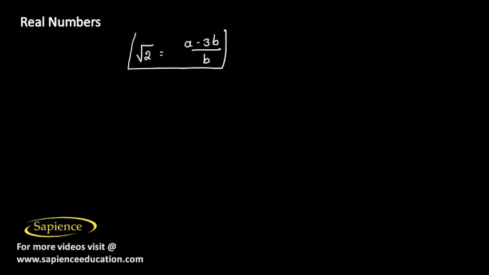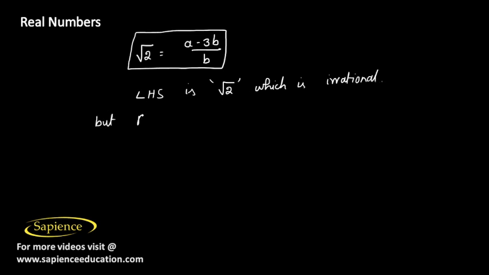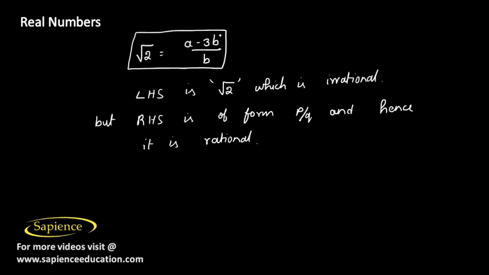Now we got this equation, and in this equation left hand side is root 2, which is irrational. But the right hand side is rational because it is of the form p by q, and hence it is rational. a is an integer, b is also an integer, so the numerator will be an integer and denominator also will be an integer. So right hand side will be a rational number and left hand side is irrational number.